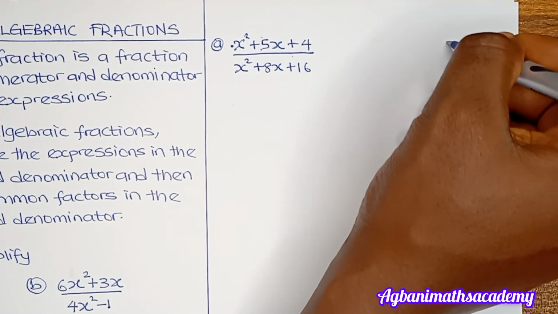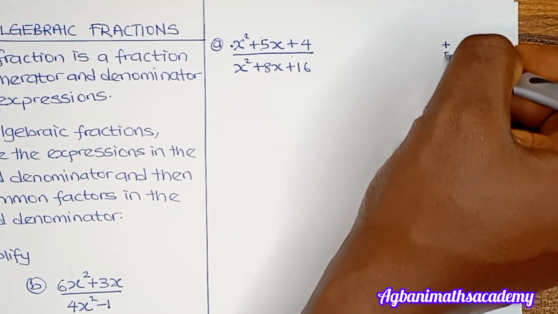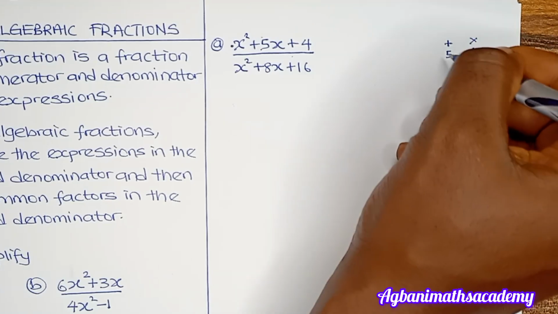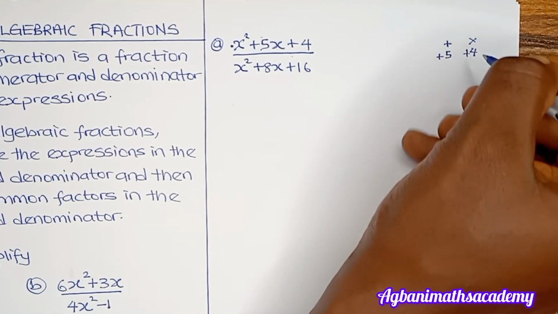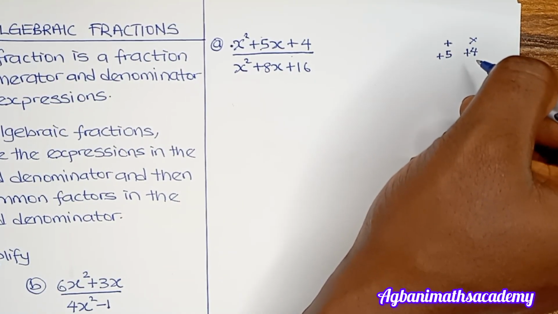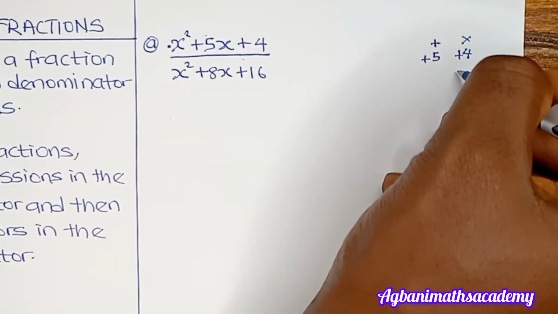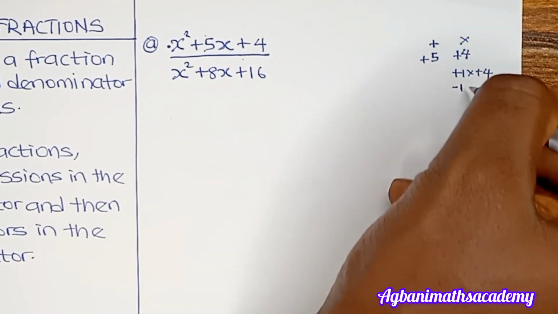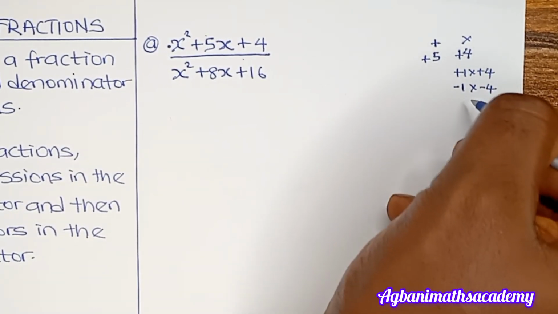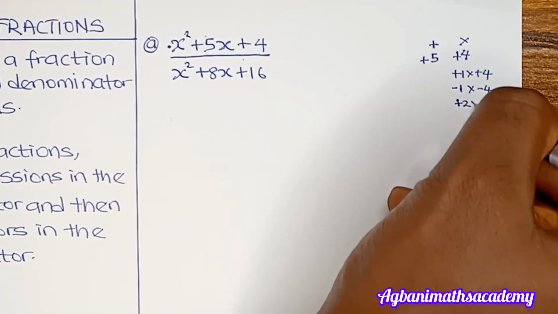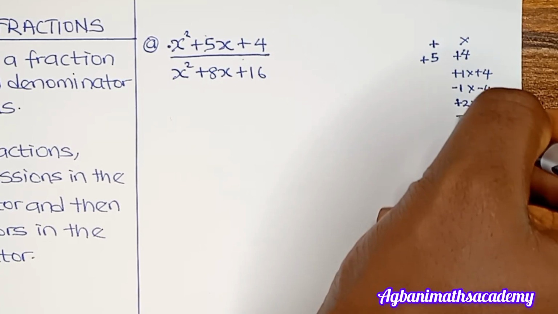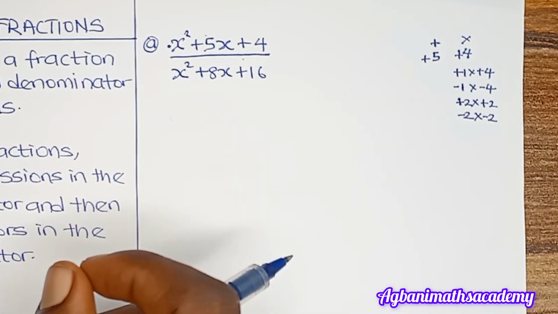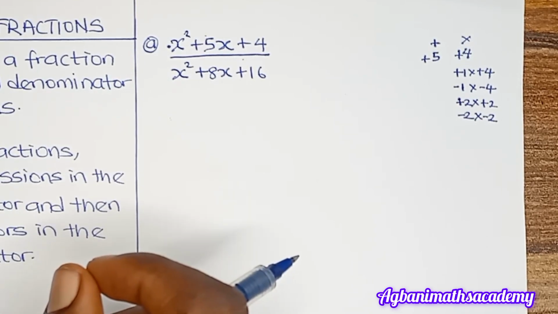And we look for two numbers that will add to give us 5. 5 is the coefficient of x, which is plus 5 here. So what are the two numbers that will multiply to give us plus 4? We have plus 1 times plus 4, minus 1 times minus 4, plus 2 times plus 2, and minus 2 times minus 2. These four sets of values will multiply to give us plus 4.